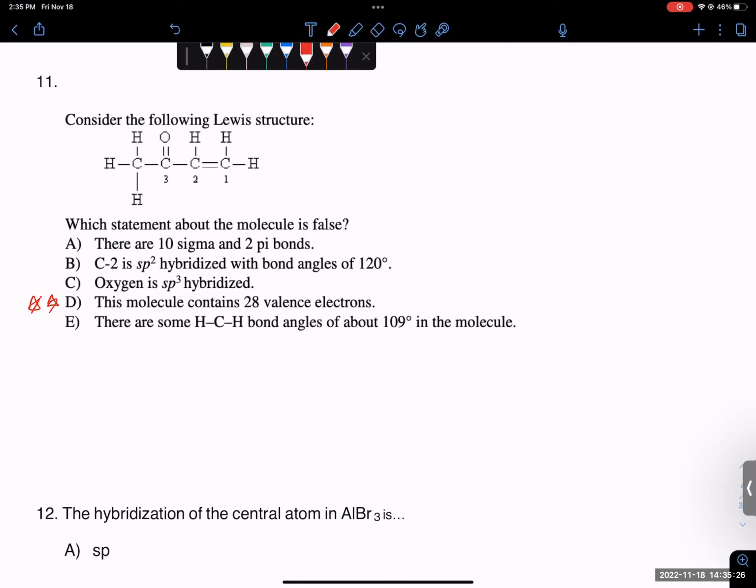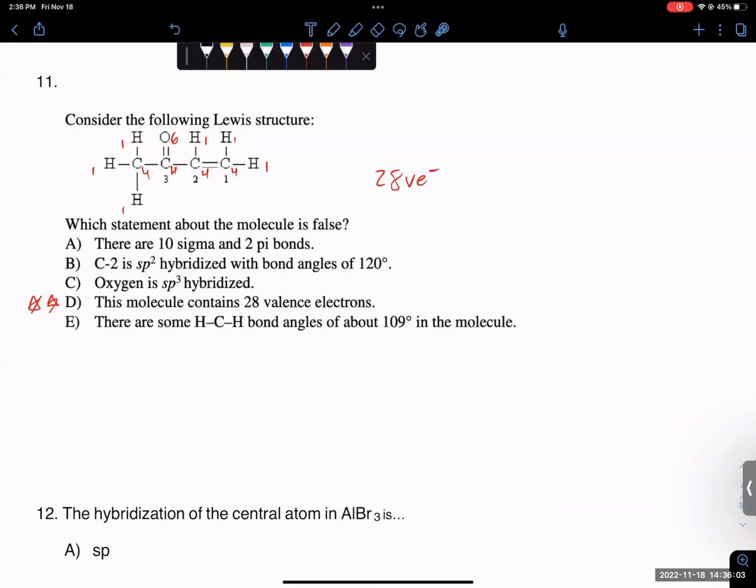So to figure this out, let's go ahead and count our valence electrons. Each hydrogen always brings to the table how many valence electrons? One, right? So all these hydrogens bring one to the table. What about the carbons? Four. So four, four, four, four. And oxygen brings how many? Six. Let's count that up. 6 plus 4 is 10, plus 4 is 14, plus 4 is 18, plus 4 is 22, then 3, 4, 5, 6, 7, 8. So there are 28 valence electrons.